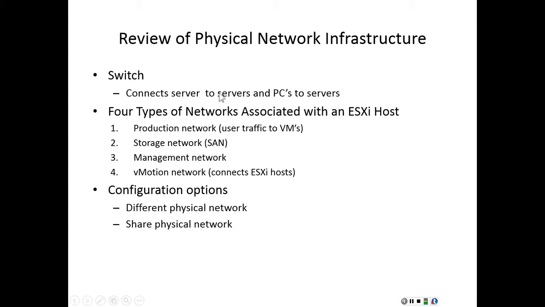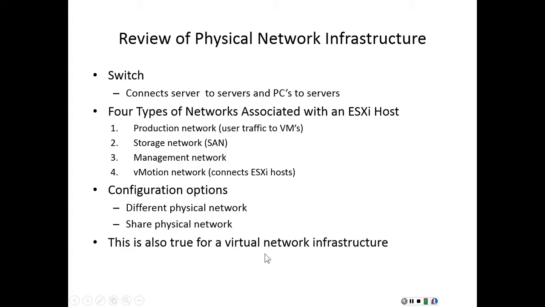Review. A switch connects servers to servers and users' workstations to servers. And there are 4 types of networks associated with an ESXi host. Production, which carries user traffic, storage area network, network management traffic, and vMotion traffic. And they can each have its own physical network, or they can all be on the same physical network. This is true for the physical network infrastructure, and it's also true for the virtual network infrastructure.